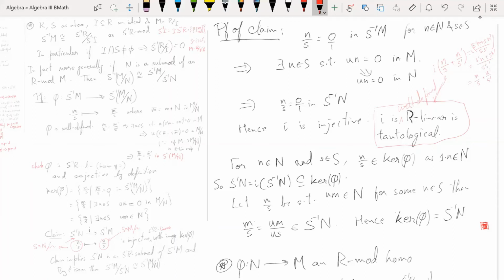So injective means that if n over s is 0 over 1 in S inverse M, then you want to show that n over s is 0 over 1 in S inverse N as well. So n over s is 0 over 1 in S inverse M means there exists u in S such that u times (n minus s times 0) is 0 in M, which is the same as saying u times n is 0 in M. Are you guys still with me?